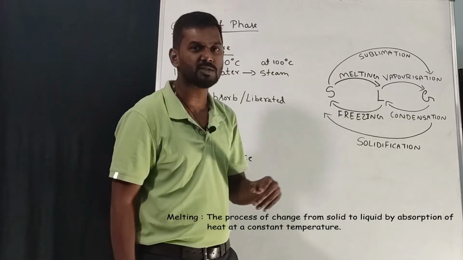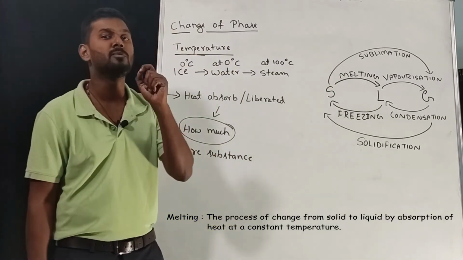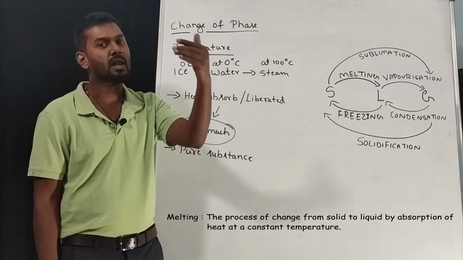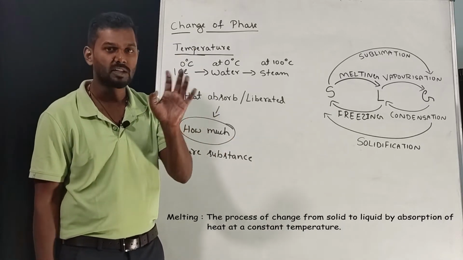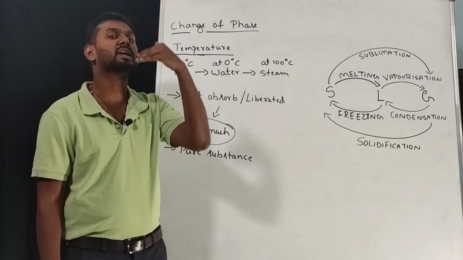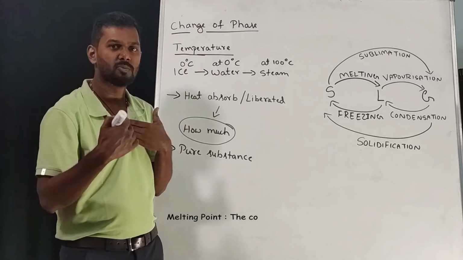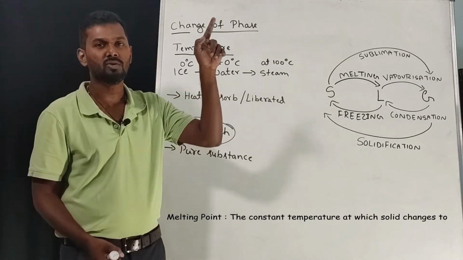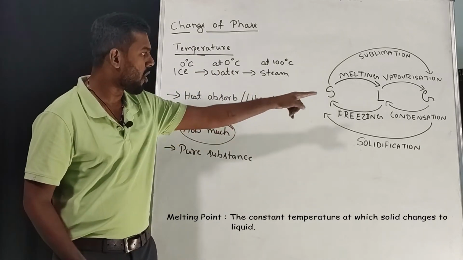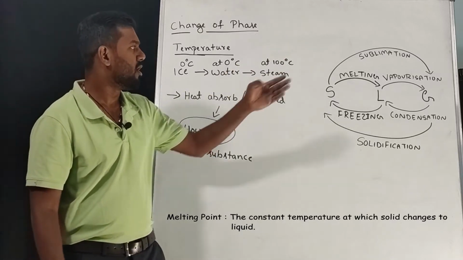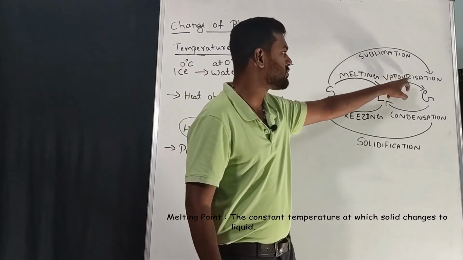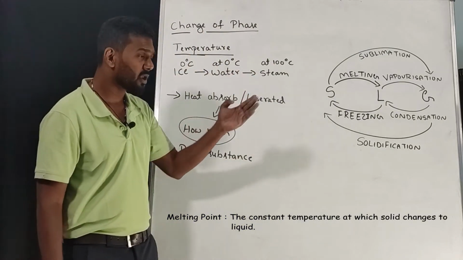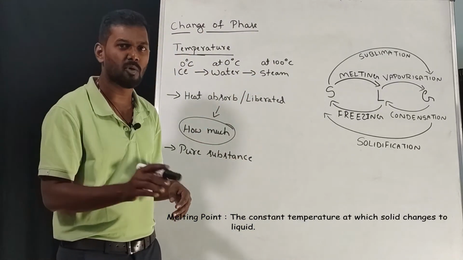Then what is the difference between melting and melting point? Melting is nothing but change of phase from solid to liquid. Melting point is the constant temperature at which the solid changes into liquid. The first words should be constant temperature at which. This is how all these definitions work. Boiling, vaporization is one more name for boiling. Keep that in mind.